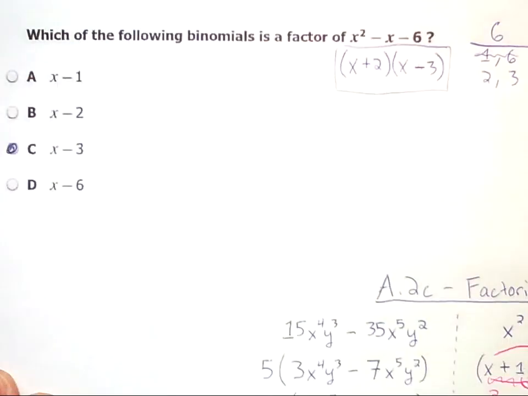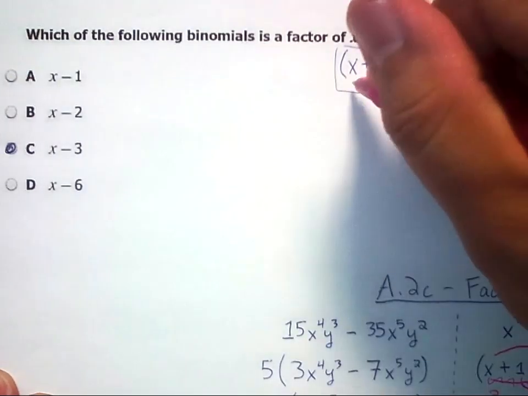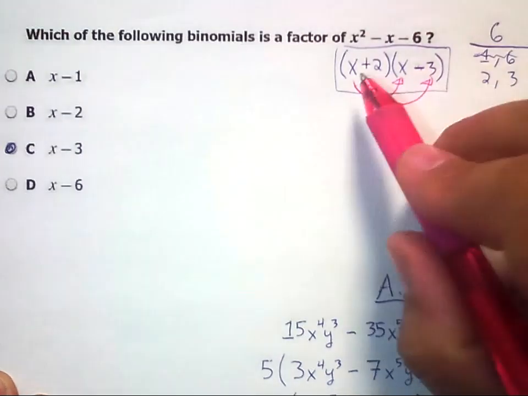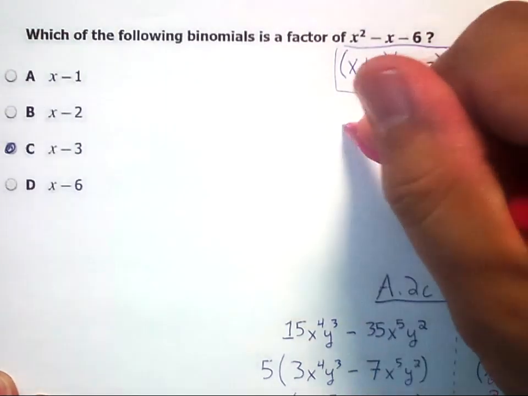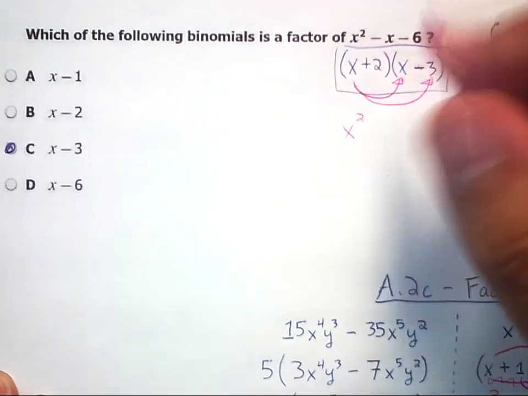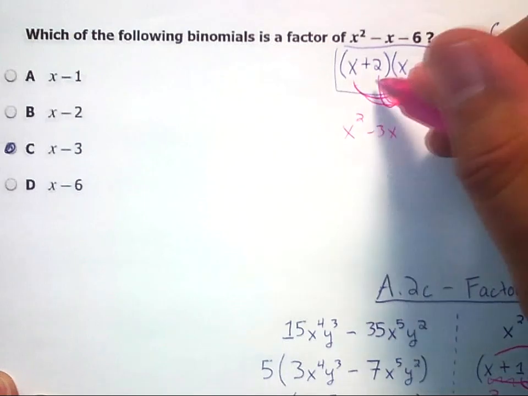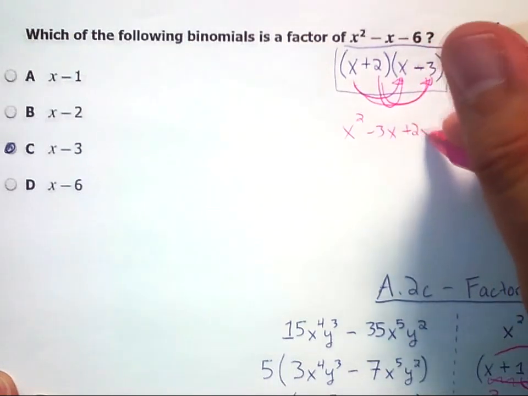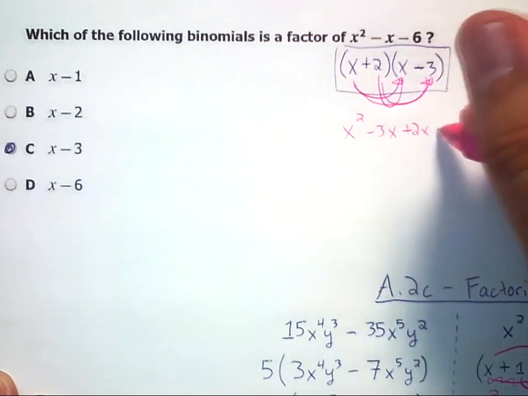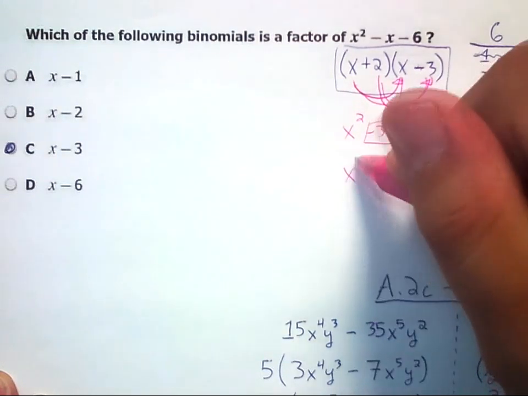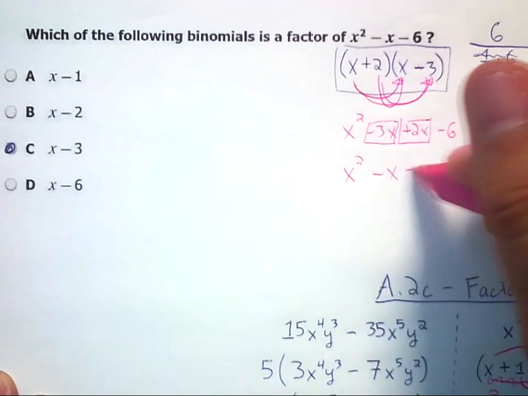But I want to reinforce this real quick. It's very easy to check just by distributing. So here we go. X times x, well, that's x squared. X times negative 3 is negative 3x. Now we're going to do the 2. So 2 times x is positive 2x, and 2 times negative 3 is negative 6. I can put together these 2 terms: x squared minus x minus 6.